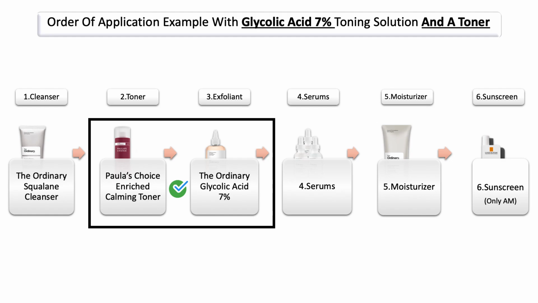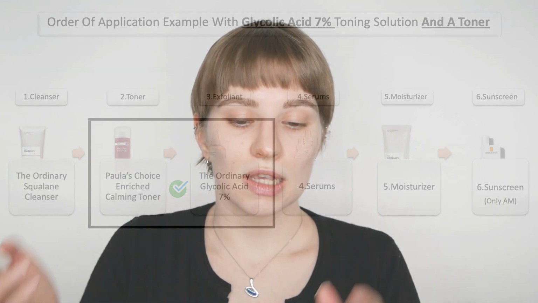As an example, I like to use the Paula's Choice Enriched Calming Toner. Then after that you would use the Ordinary Glycolic Acid 7% toning solution, and then you're moving on to your serums, moisturizers and sunscreen in the morning. So this would be the right order of application when including a real toner in your skincare routine, but at the same time also using an exfoliant.